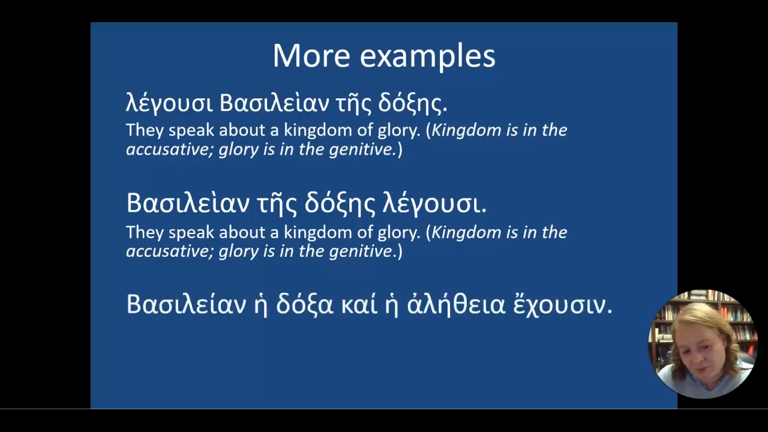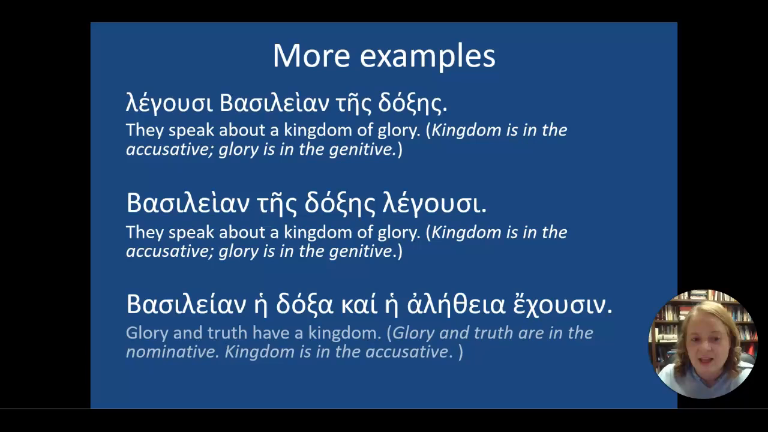How about this one, though? Basilean, he doxa, kai he aletheia, exousin. Okay, exousin is my verb. It's in the plural. They have. Do I have anything that could be the subject? Yes, because I know that he is marking a nominative, is marking a subject. So he doxa, kai, and he aletheia. The glory and the truth have a kingdom. Glory and truth have a kingdom.